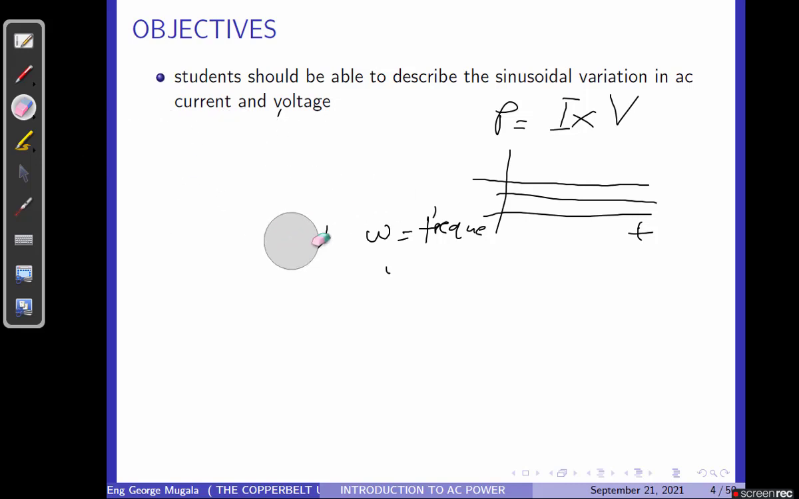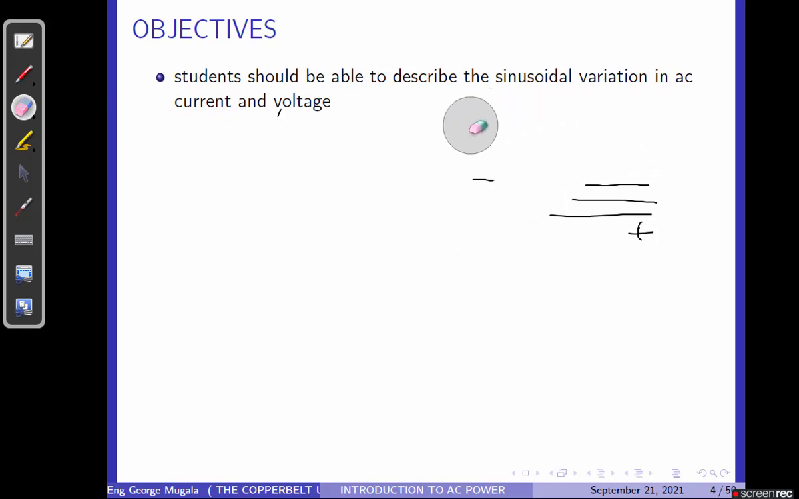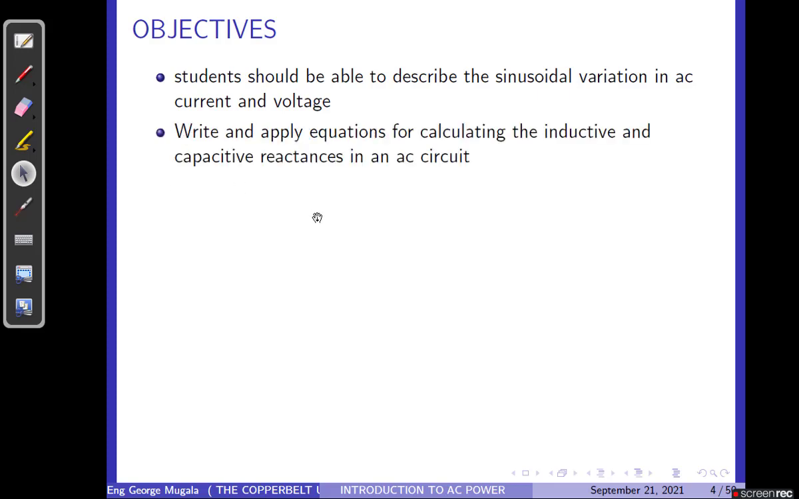But right now, students should be able to describe the sinusoidal variation in AC current and voltage. So you should understand the sinusoidal AC component of voltage and current, very important. So what should be the other objective? We should write and apply equations for calculating.